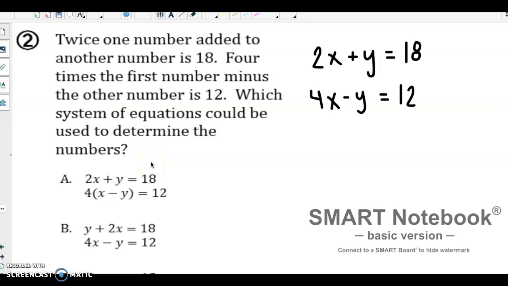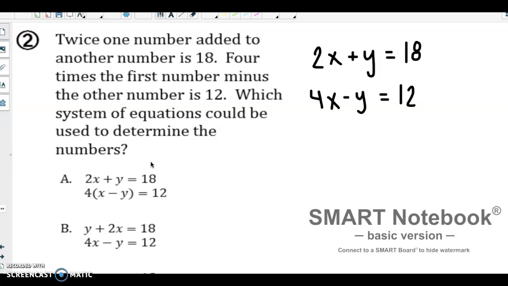All right, this says twice one number added to another number is 18. 4 times the first number minus the other number is 12. Which system of equations could be used to determine the numbers?